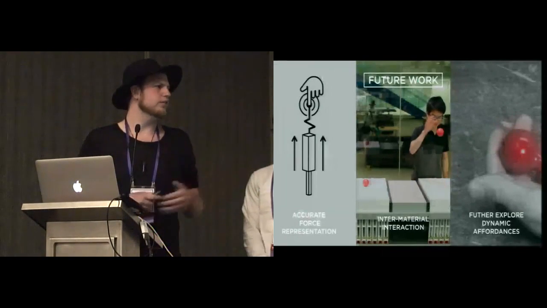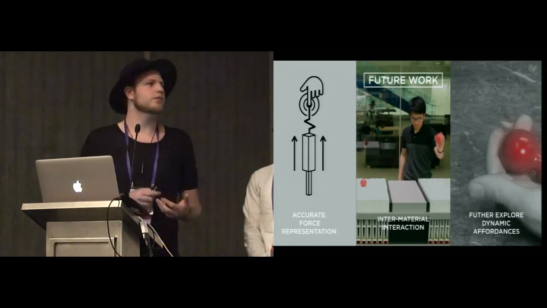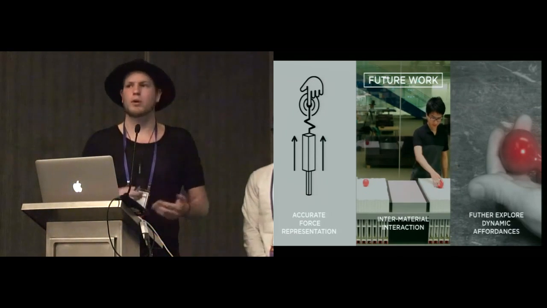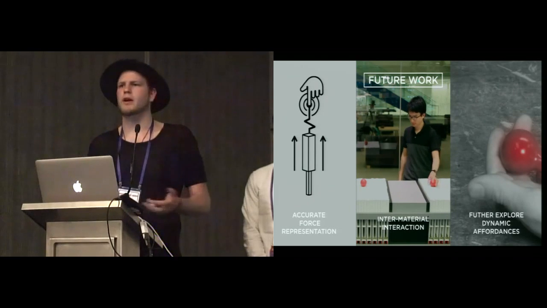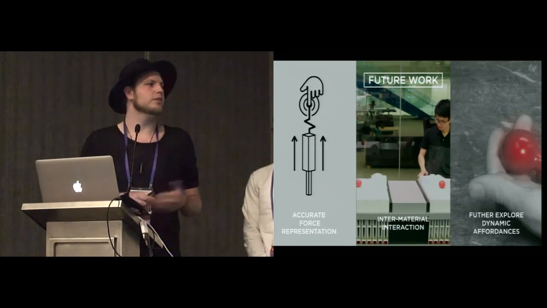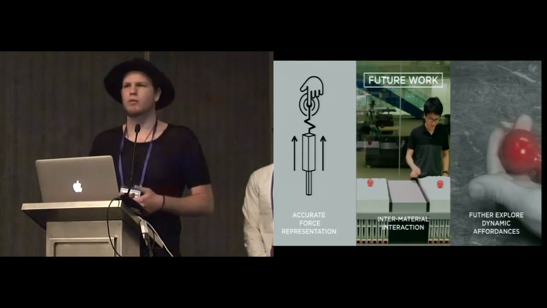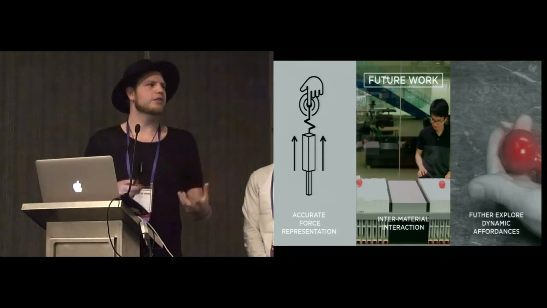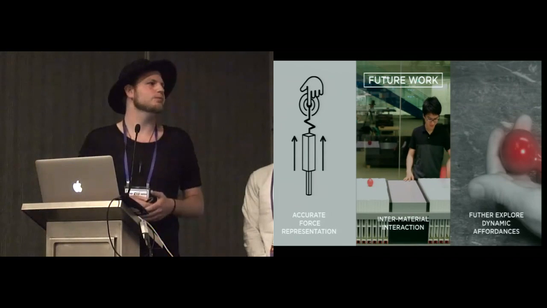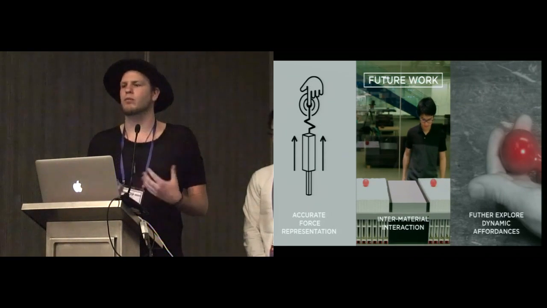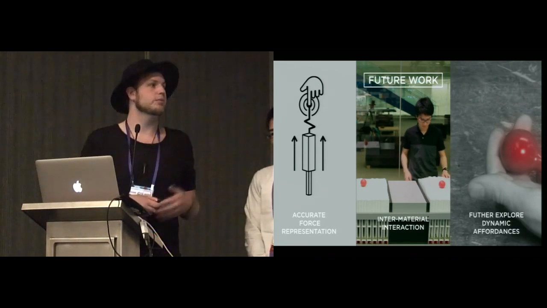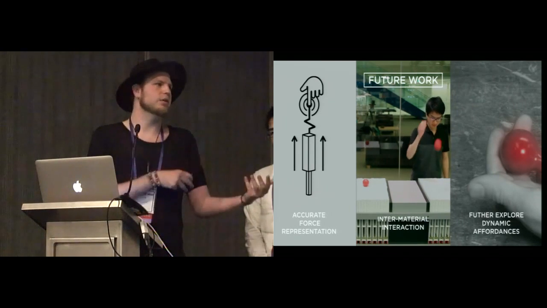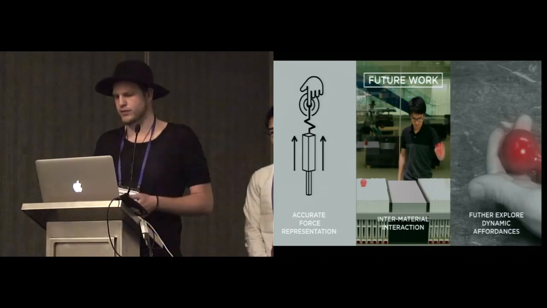So in regards to future work, we'd like to add accurate force representation using better sensing and stronger motors. We think this would open it up to lots of different kinds of material properties that we didn't explore here today. We want to look at things like intermaterial interaction, so how do actual materials behave with our simulated versions. And on the theoretical standpoint, we want to look at dynamic affordances, in particular material behaviors that, as we mentioned earlier in the applications section.